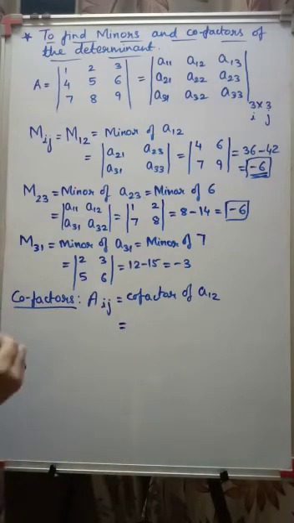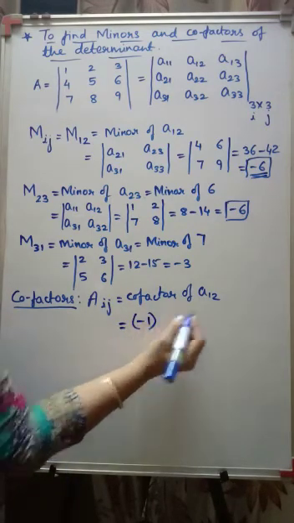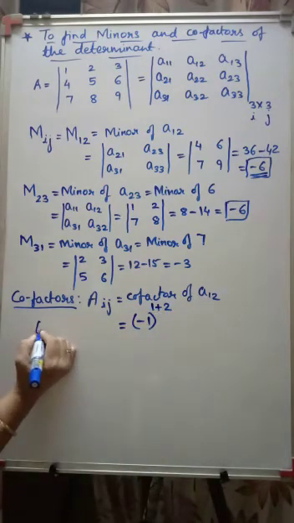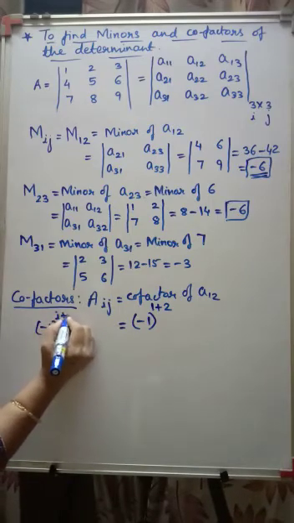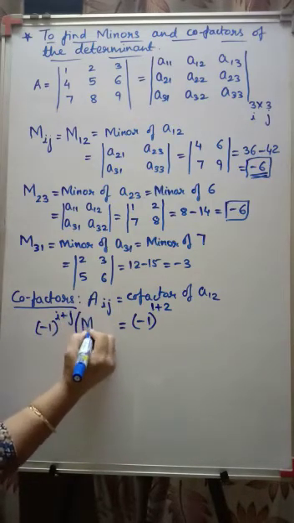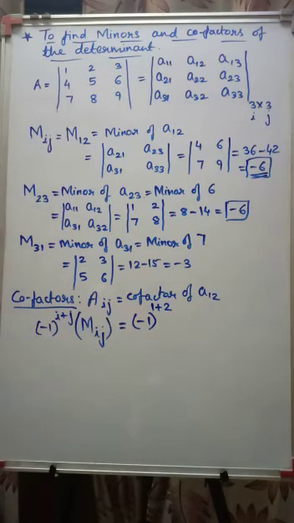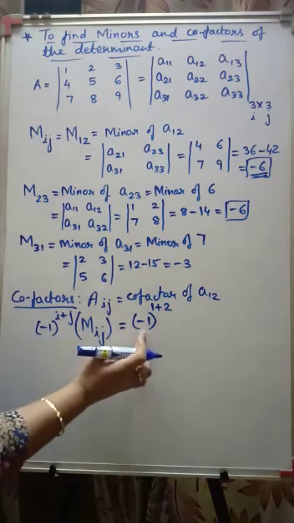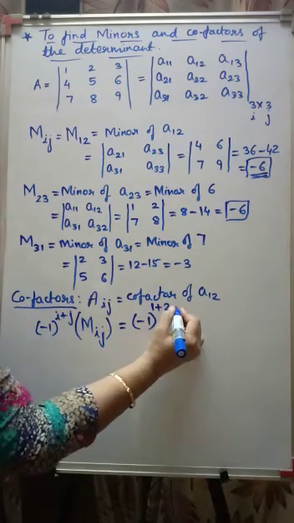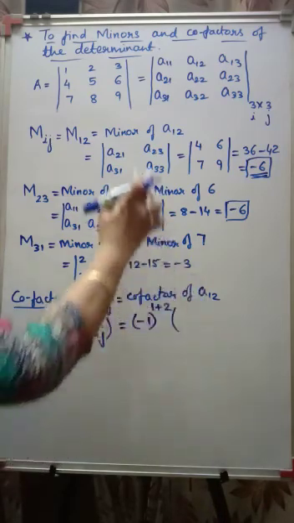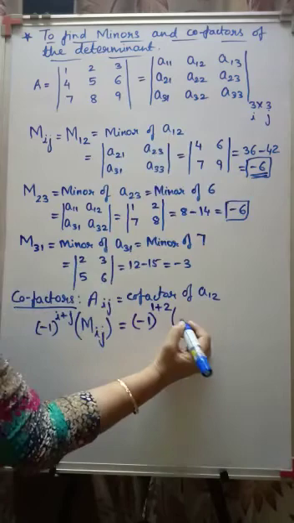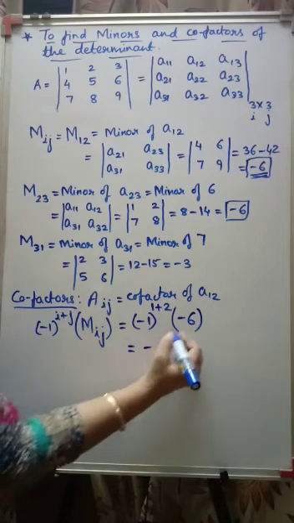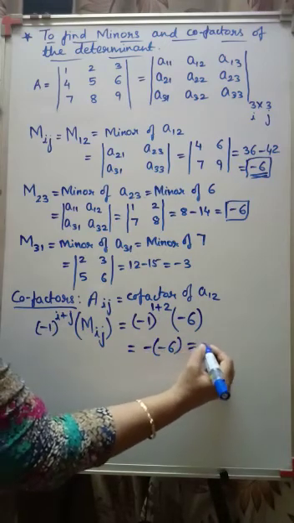Now how to get cofactors? The special formula is minus 1 to the power i plus j into the minor of Aij. So minus 1 to the power 1 plus 2 into the minor of A12. What is the minor of A12? We found minus 6. Minus 1 to the power 3 is minus, and minus times minus 6 gives plus 6.